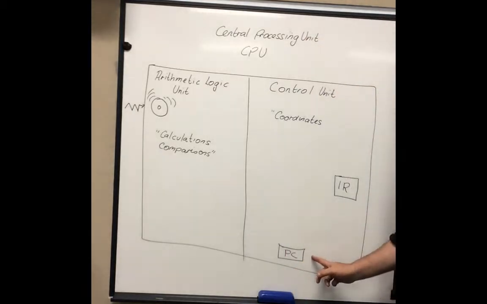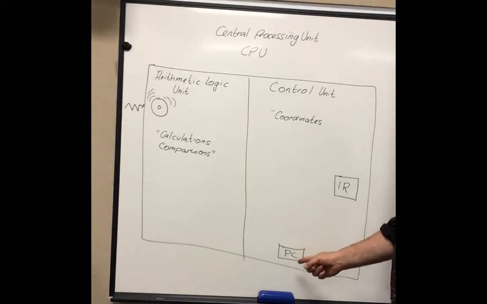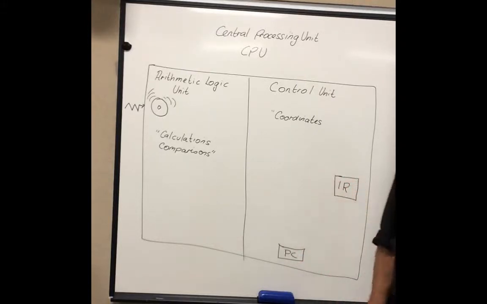The program counter register has a particular job, and its job is to keep track of the current instruction. When that instruction leaves the program counter to go to the instruction register, the program counter will then point to and collect the next instruction. The instruction register we'll talk about when we look at the fetch and execute cycle.